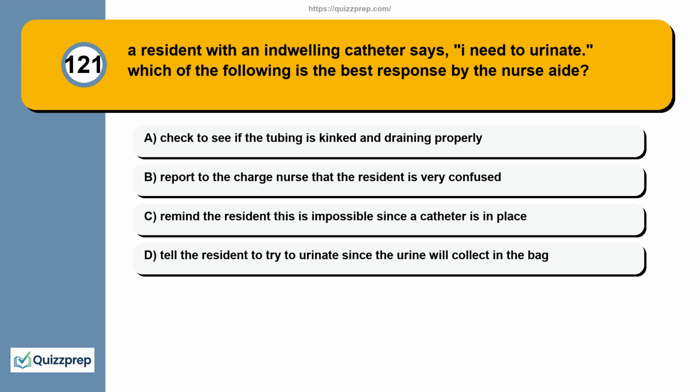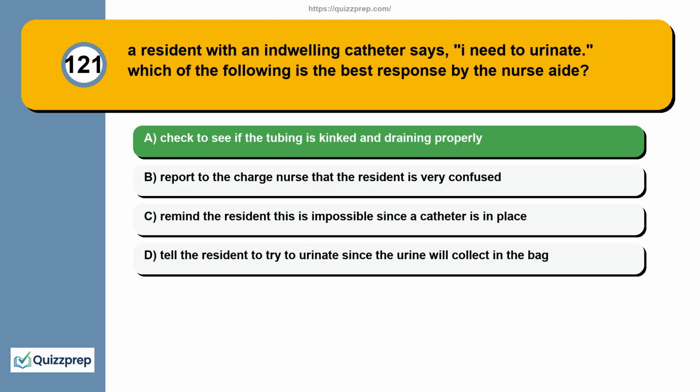Option B, report to the charge nurse that the resident is very confused. Option C, remind the resident this is impossible since a catheter is in place. Option D, tell the resident to try to urinate since the urine will collect in the bag. The correct answer is option A, check to see if the tubing is kinked and draining properly.